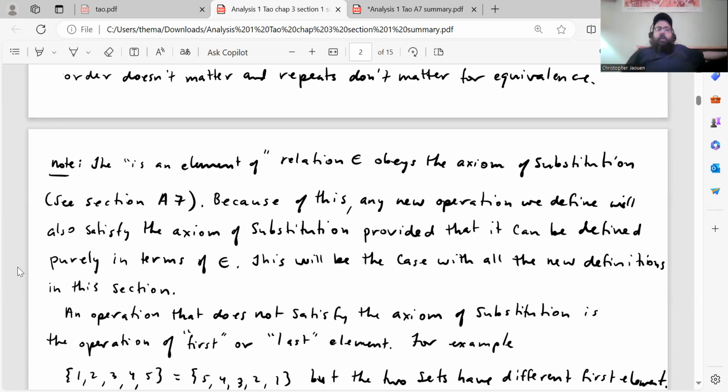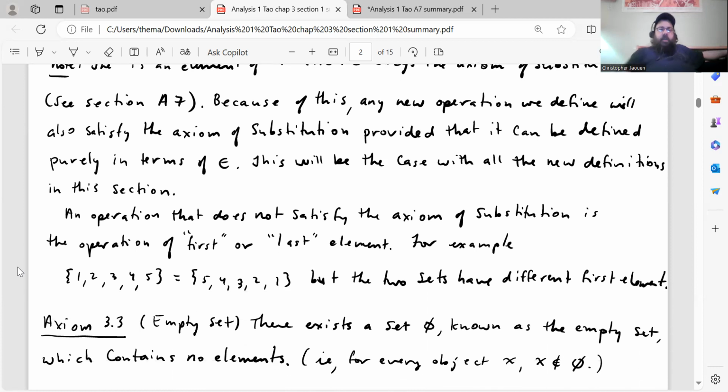Because of this, any new operation we define will also satisfy the axiom of substitution, provided that it can be defined purely in terms of the is-an-element-of relation. This will be the case with all new definitions in this section. Just to give a non-example, an operation that does not satisfy the axiom of substitution is the operation of "first" or "last" element.